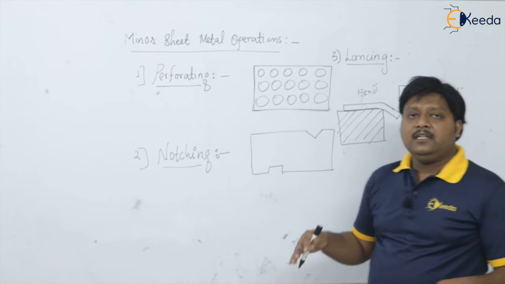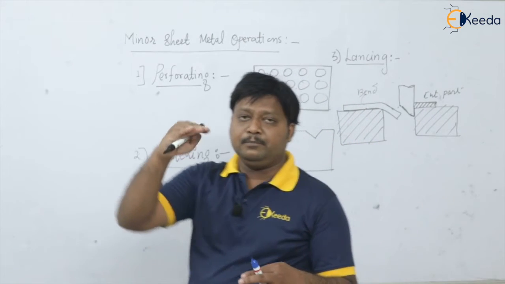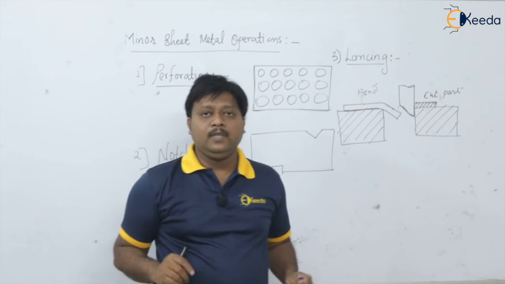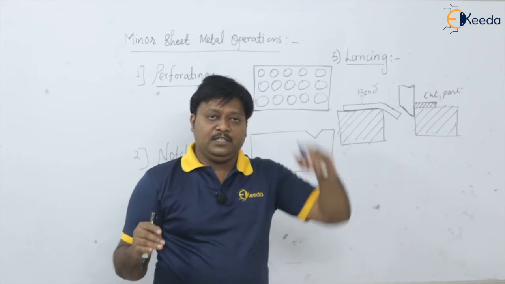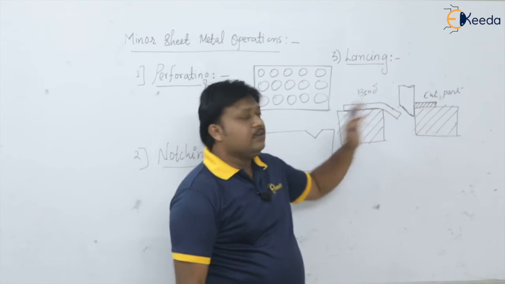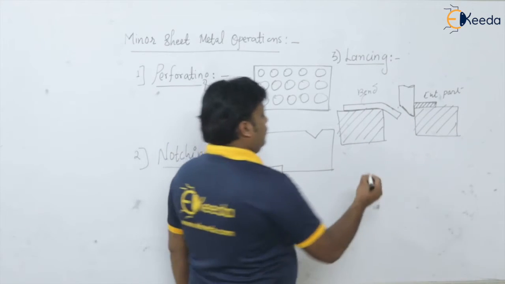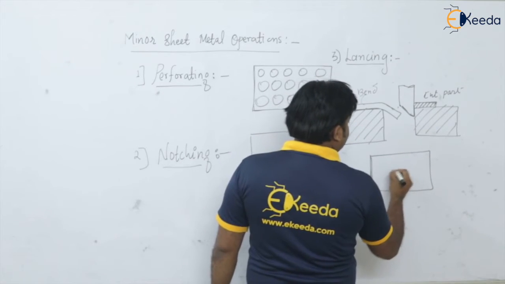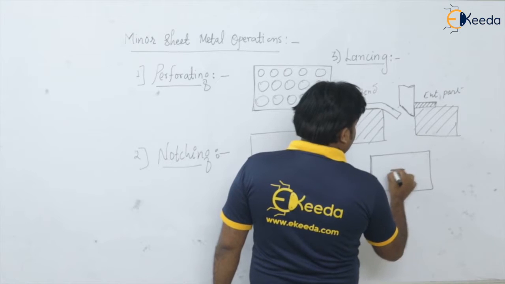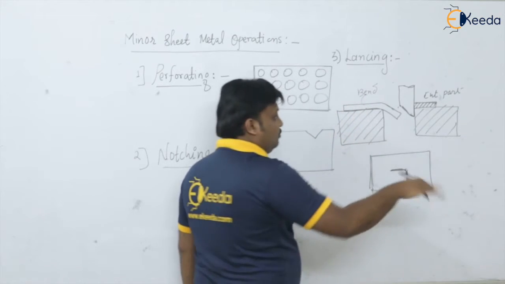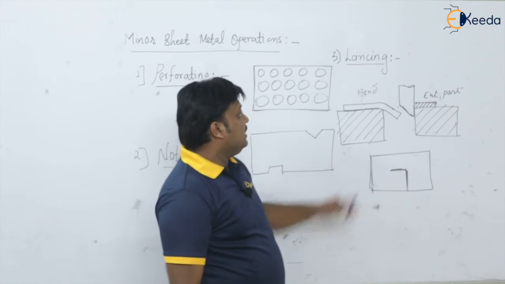In a single stroke we bend the sheet as well as cut the sheet. So in a single operation we bend the sheet as well as cut the sheet. That is the lancing operation. Or you can simply see it like this: you have some half circle cut and you bend it into the sheet itself. So this is the lancing operation.